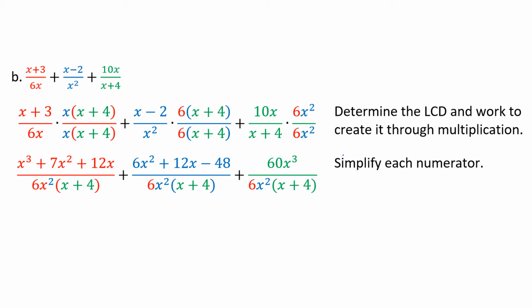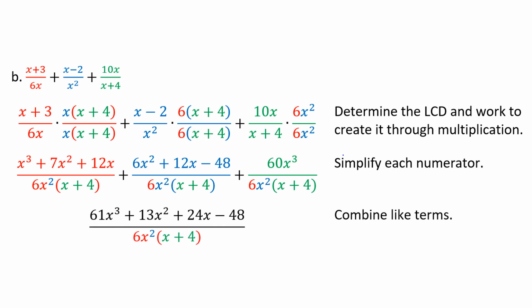Notice the denominators are all the same, and so we are now in position to add our numerators together. So we get 1x cubed, and way down on the back end, 60x cubed gives us 61x cubed. We have 7x squared and 6x squared. That should give us 13. We have 12x and 12x, which gets us to 24x. And we have the minus 48. Leave the denominator as 6x squared times x plus 4, and we are in good shape here.